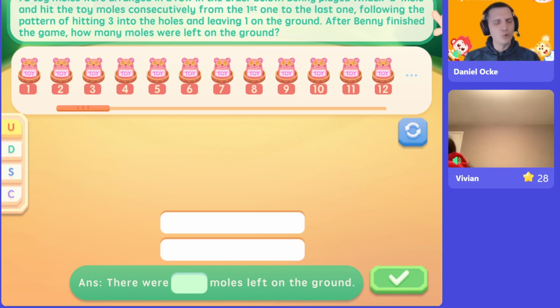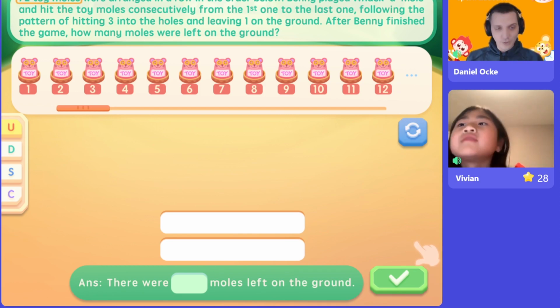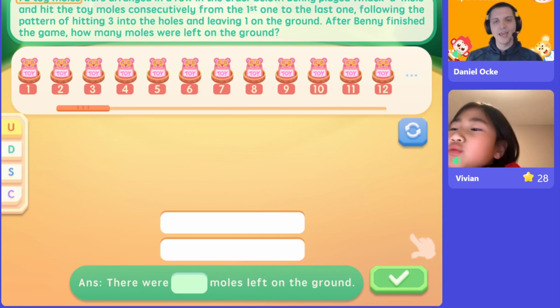Vivian, how many moles does the question tell us that we have? Yes, we have 72 moles. 72. Okay, and then what was the pattern of how we were hitting the moles?